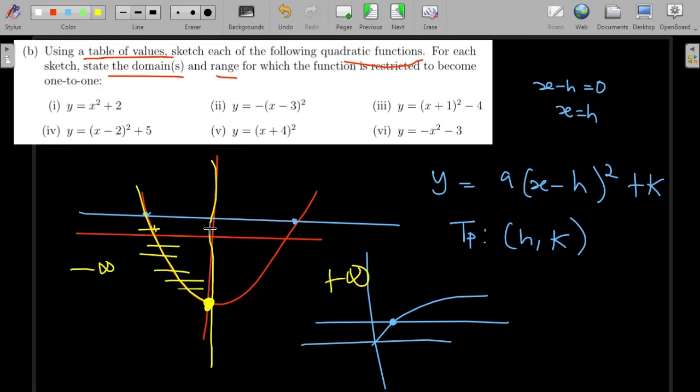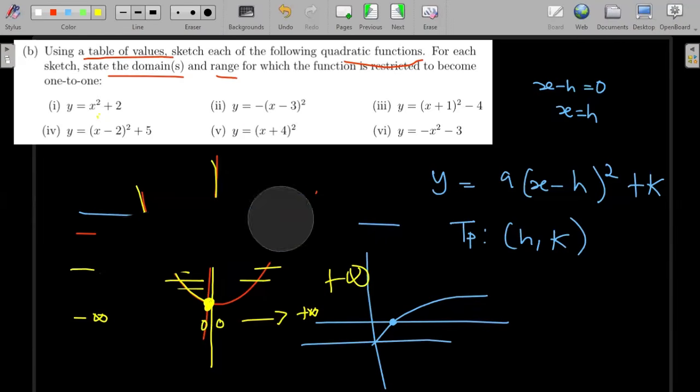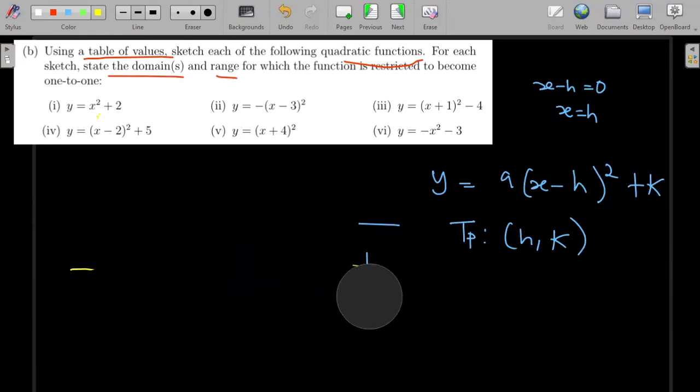So what I've done here is restrict the domain. I will just be considering the domain from minus infinity all the way to the x value that is here, which is 0. Or we can restrict it using this side, from 0 all the way to positive infinity. So we have restricted the domain, which means this curve here will be one-to-one. That's exactly what we'll be doing here. If you have any questions, please ask, guys. So now let's look at question 1.